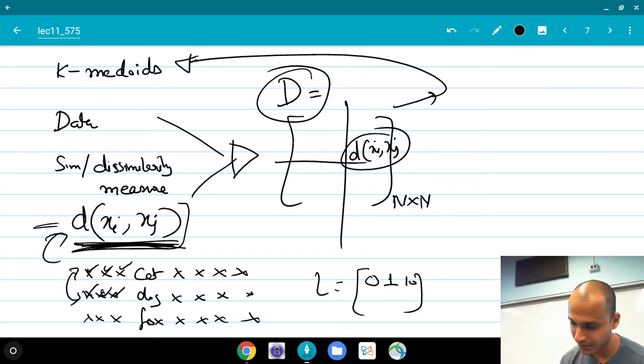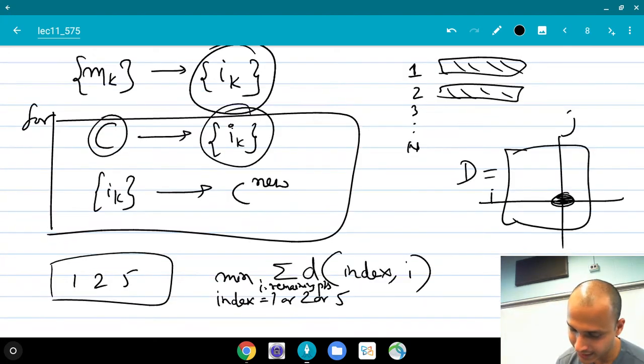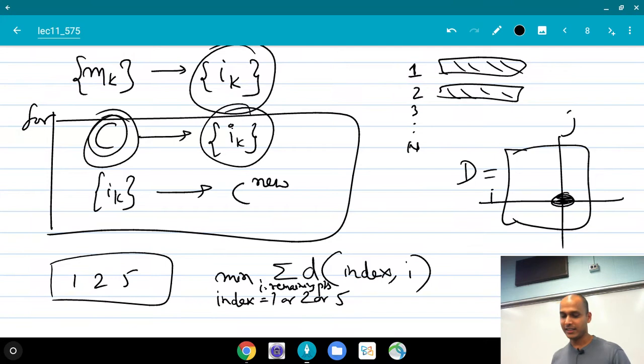I am changing C and MK. I am changing the IKs and the Cs iteratively. Just only the IKs have changed to MKs, okay? I mean, sorry, MKs have changed to IKs. So the difference between K-means and K-medoids is that instead of computing the mean vectors, I'm just picking a representative point. Mean vectors need not be a representative point, okay?